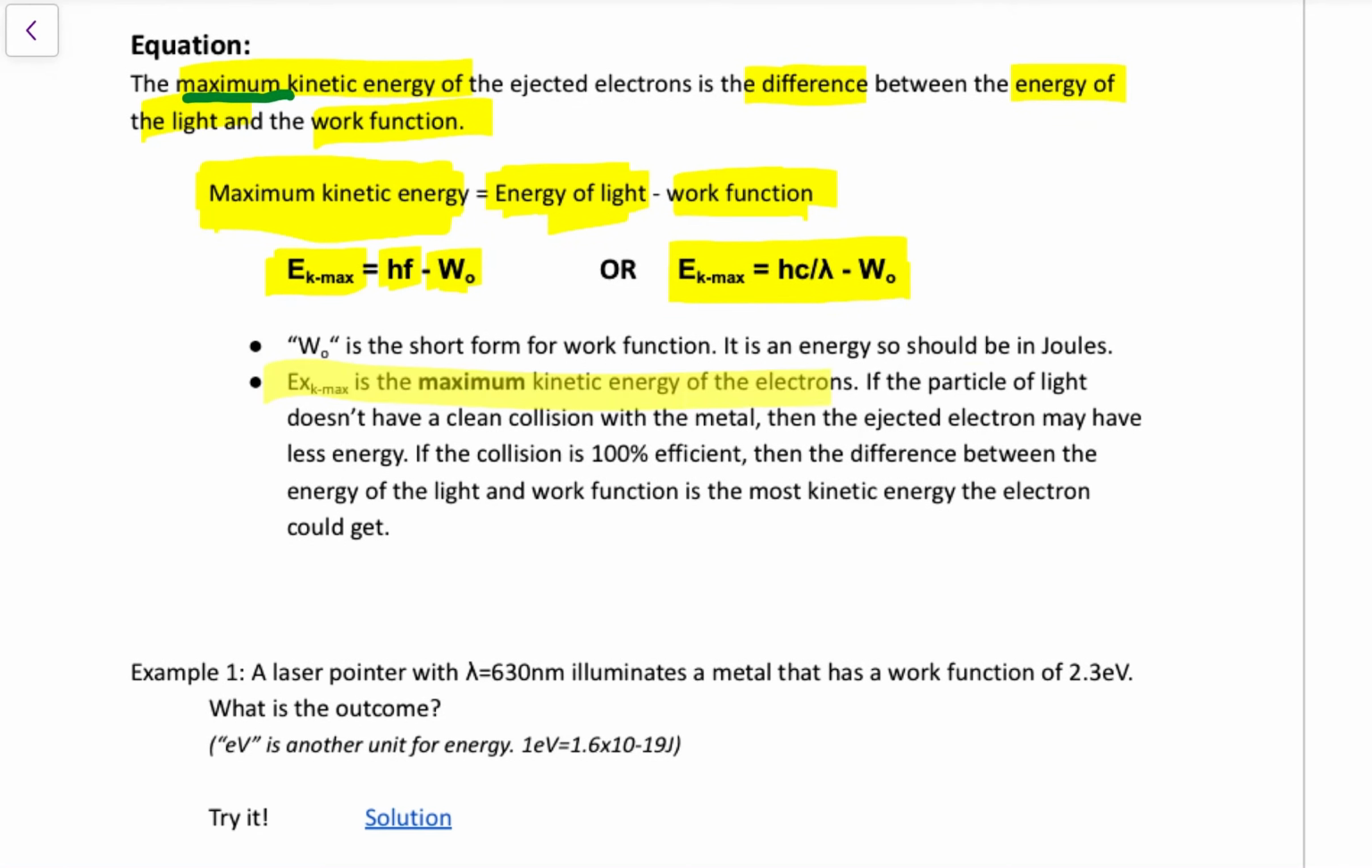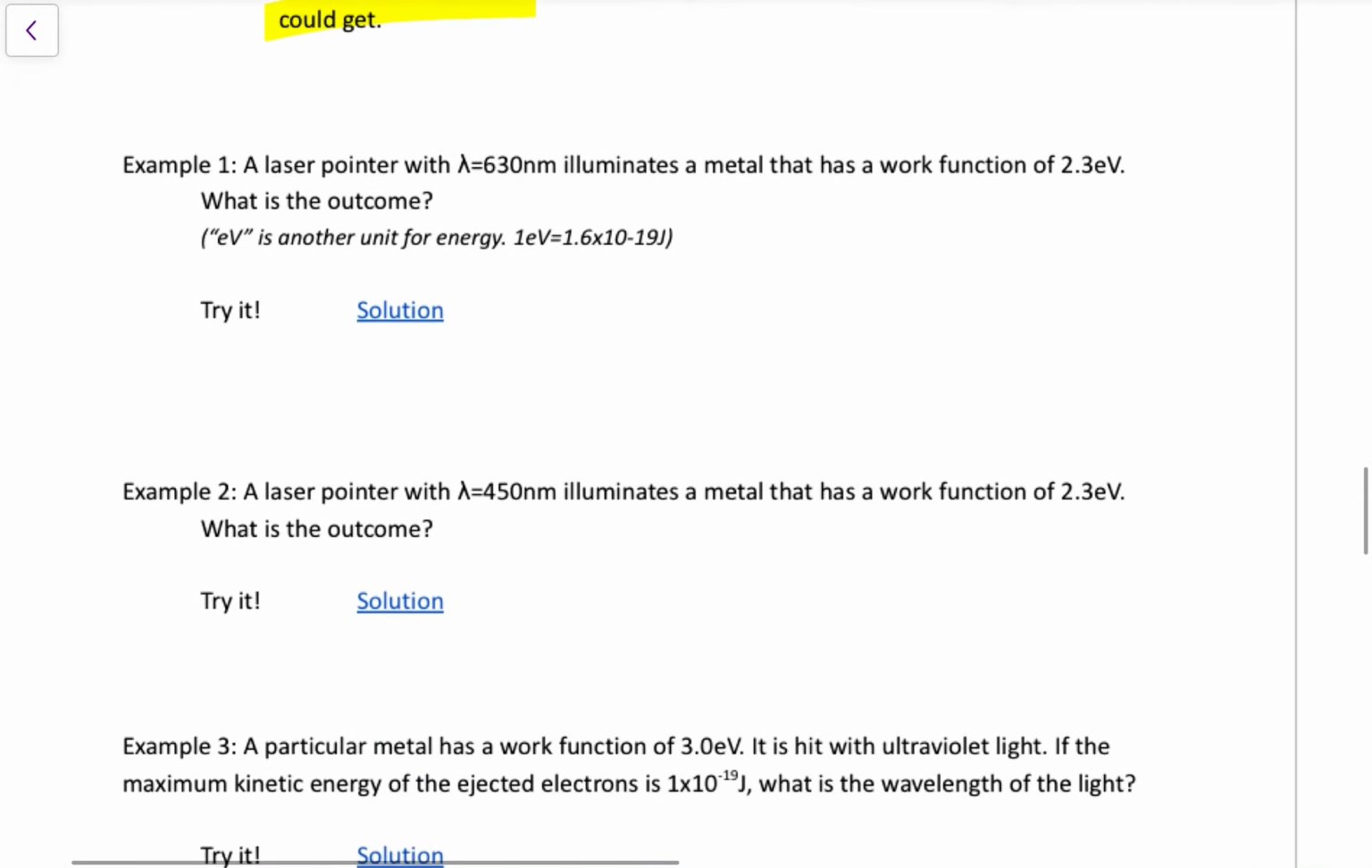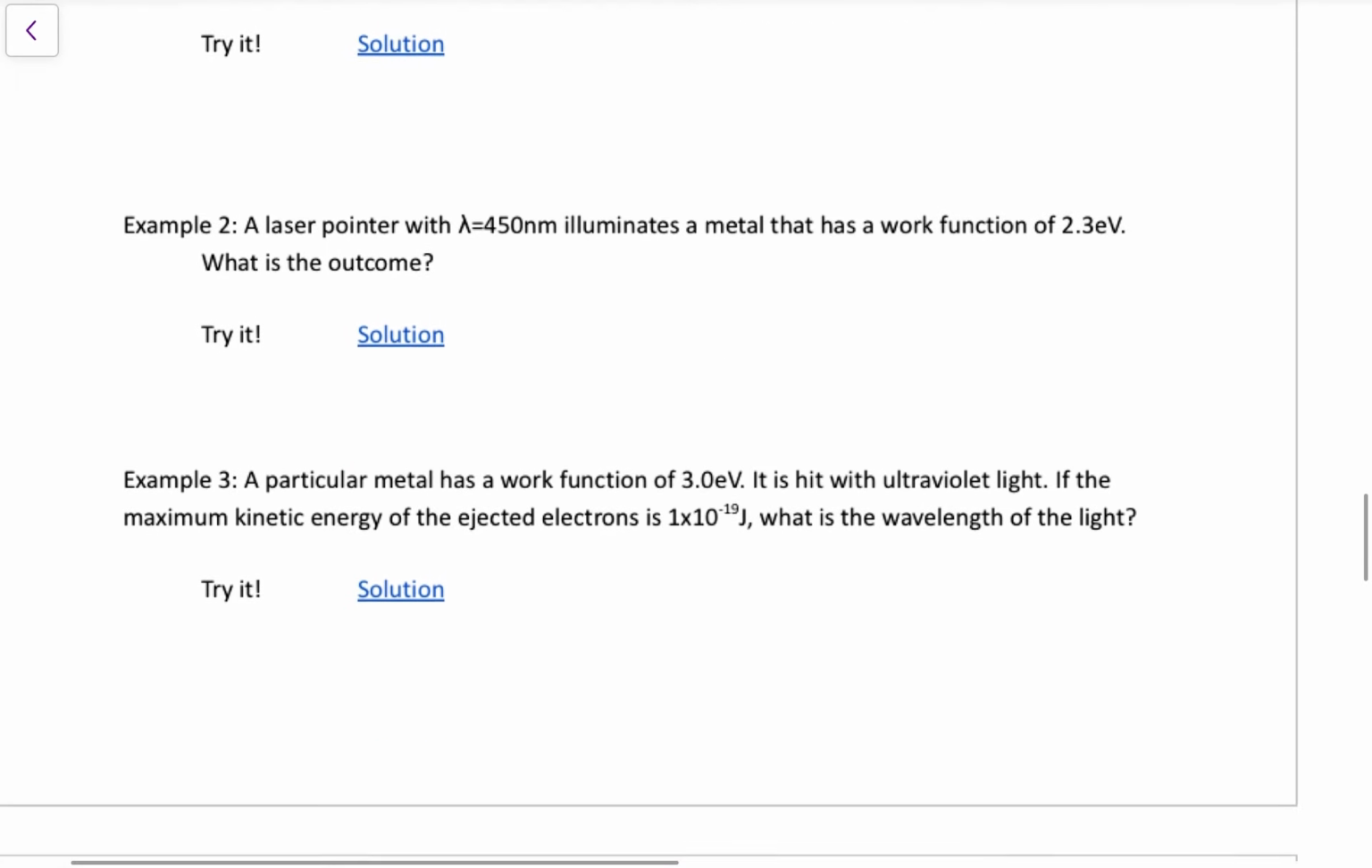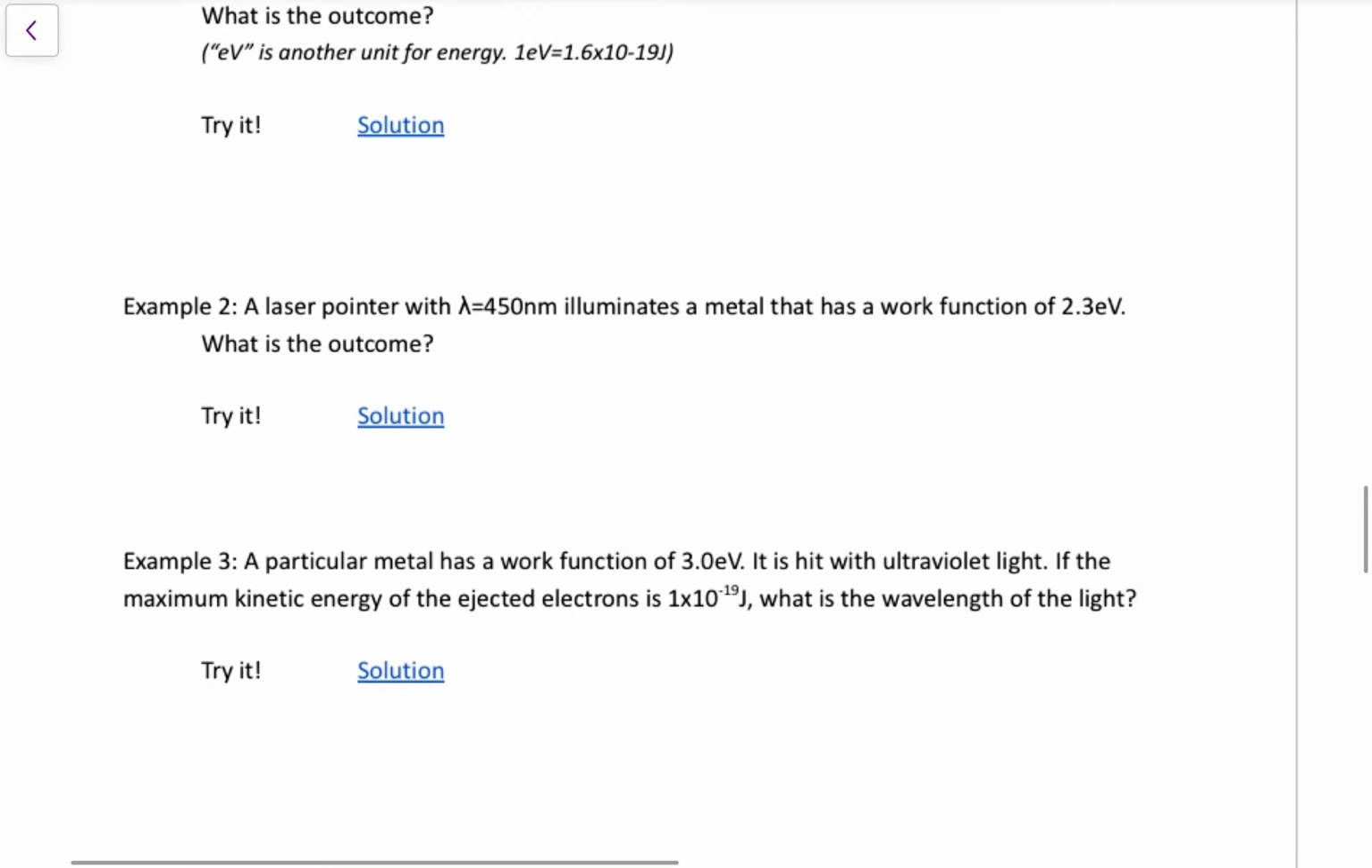You can read through this. This is basically what I've said out loud. That's where I'll pause the video. What I'd like you to do is go through those 3 examples. Going through that will help it click.